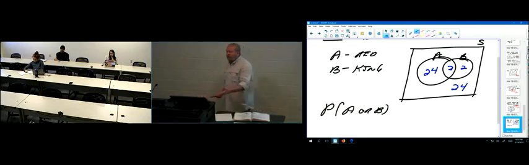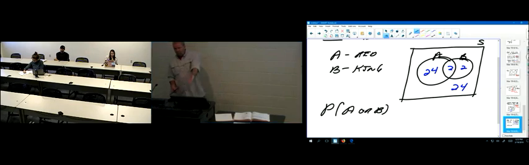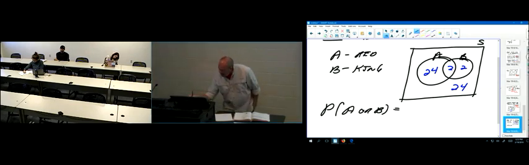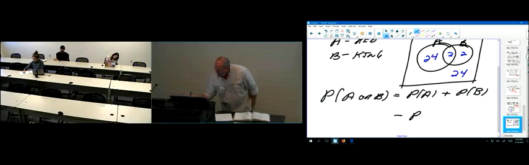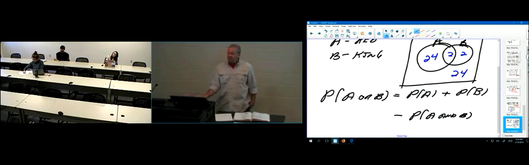In other words, what's the probability you get a red card or you get a king? Using that little general addition formula, I would take the probability of A plus the probability of B minus the probability of A and B, the ones in common.